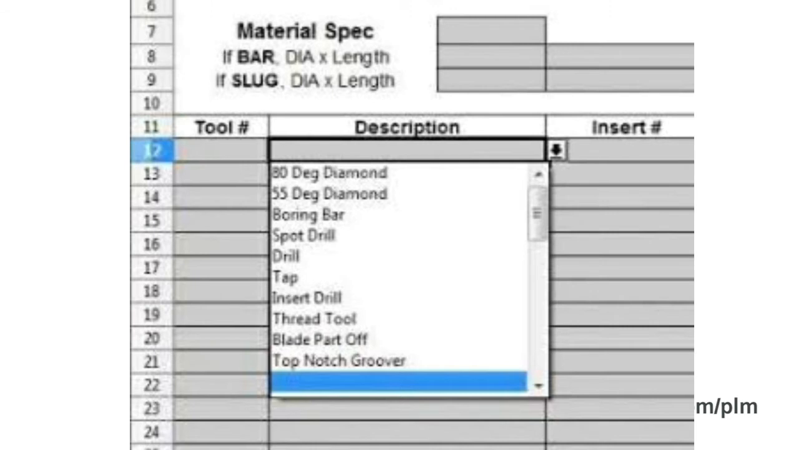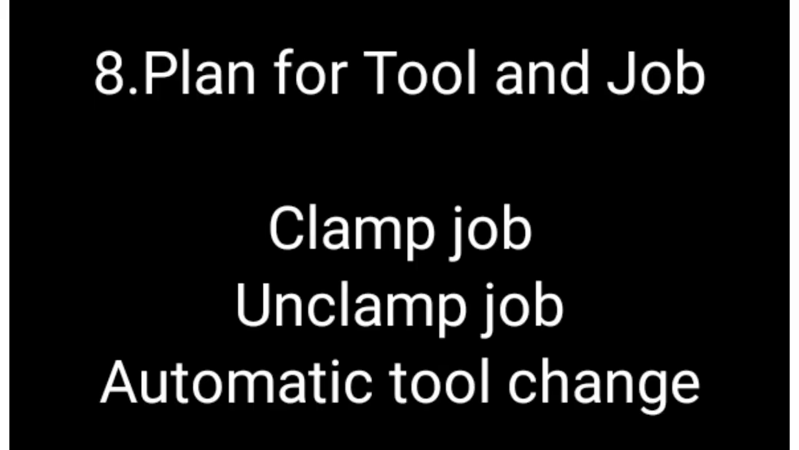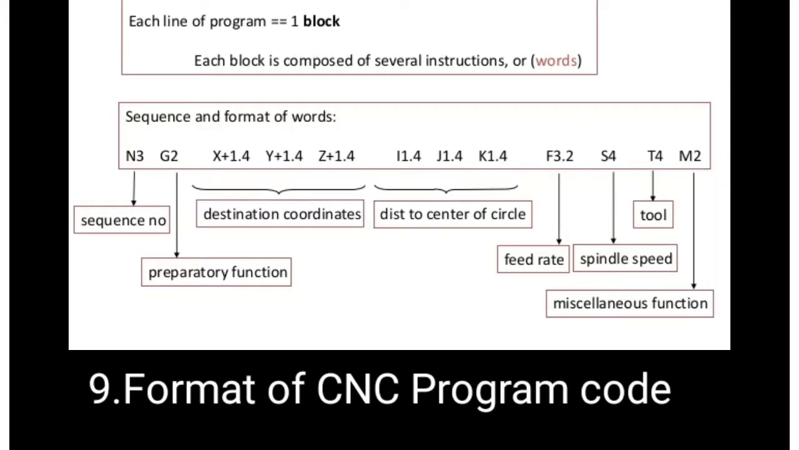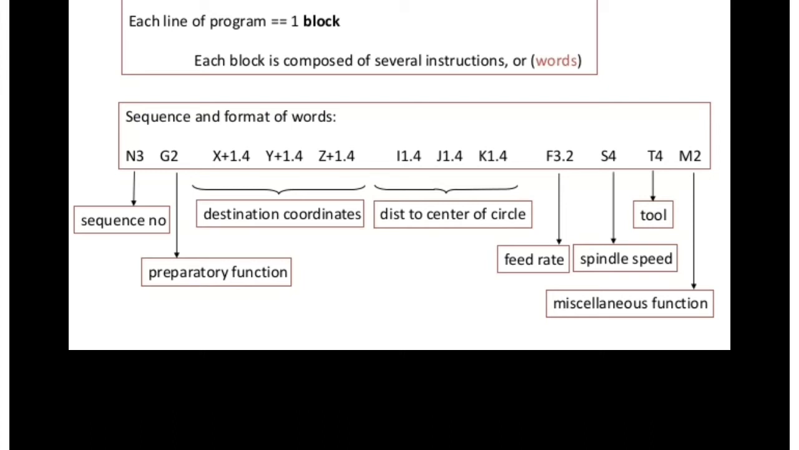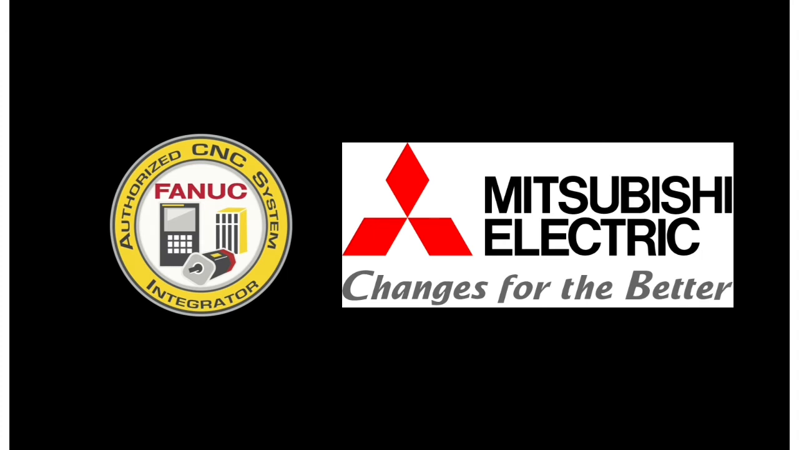Then it is necessary to set up plans for tool and job. Example, clamp and unclamp of the job, automatic changing of the tool, etc. are also decided. After this, the program is written in the specified format as per controller of the machine. Mitsubishi and Fanuc are the controllers used widely in the modern CNC, which require slightly different coding formats.